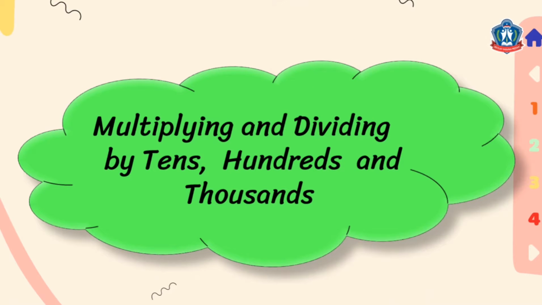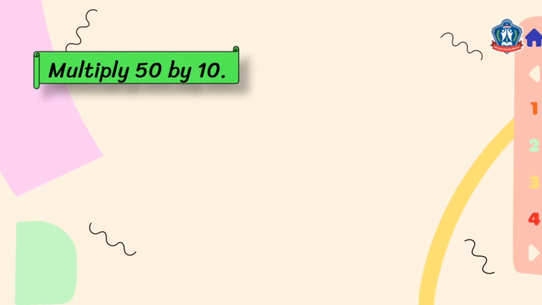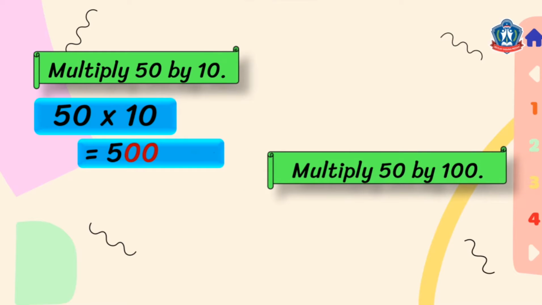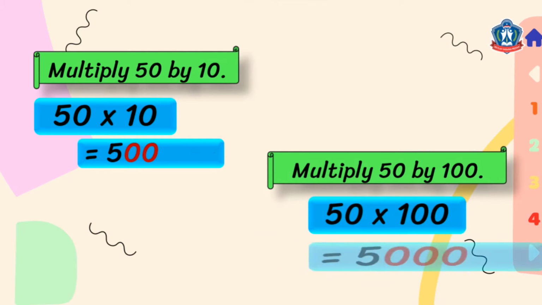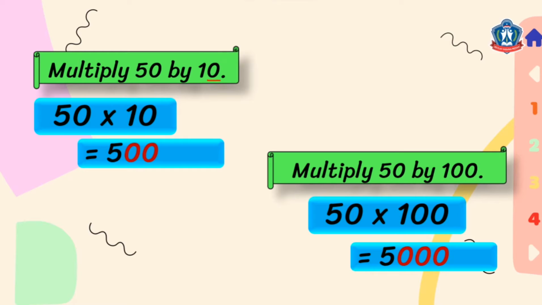Let's start with multiplying and dividing by tens, hundreds, and thousands. Let's review multiplying by 10 and 100. Multiply 50 by 10. So 50 times 10 will give us 500. What have you observed in our answer? Yes, we have two zeros. How about if we multiply 50 by 100? So 50 times 100 and the answer is 5,000. So check or observe how many zeros we have if we multiply only by 10 and if we multiply by 100.